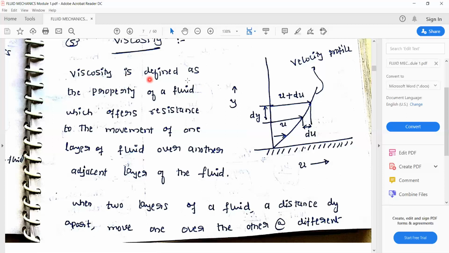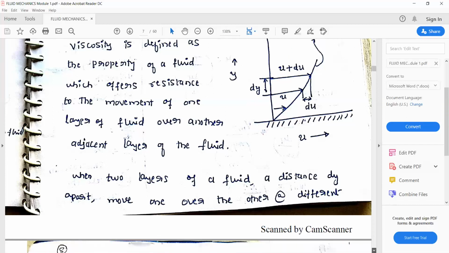Here you can observe, viscosity is defined as a property of a fluid which offers resistance to the movement of one layer of fluid over another adjacent layer of the fluid. That means the first layer will try to offer resistance to the second layer, the second to the third, and the third to the fourth. But you can observe the effect of the first layer goes on decreasing, because of that velocity is increasing. Here you can observe the explanation.